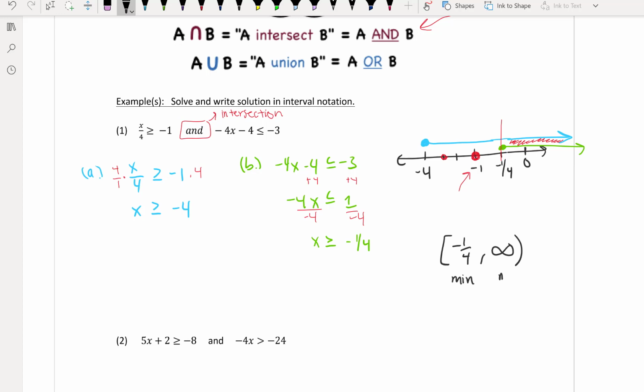So I have my minimum value and my maximum value, and that's going to be my final answer there. It's all because of that one word, which was "and." So I'm just thinking about the intersection. Where do they both overlap? What do they have in common?